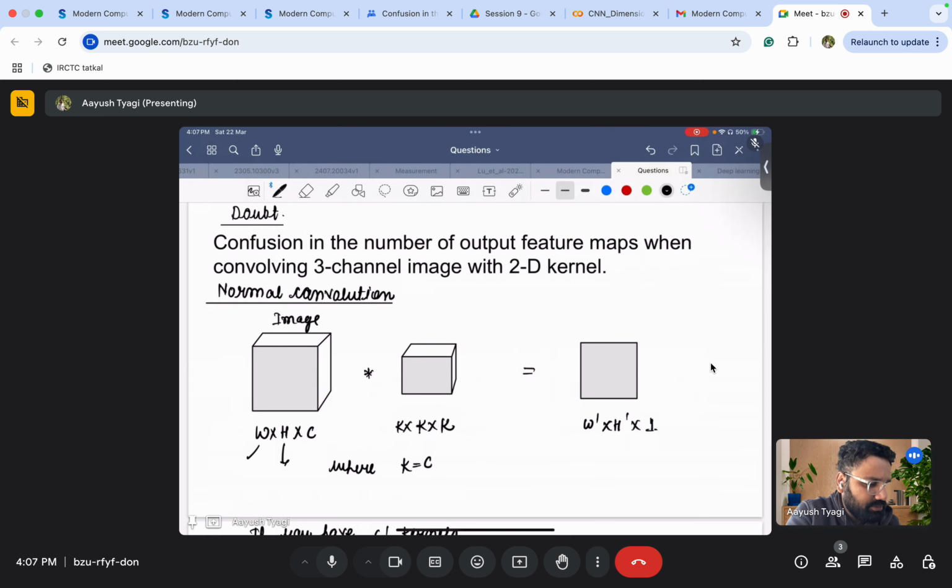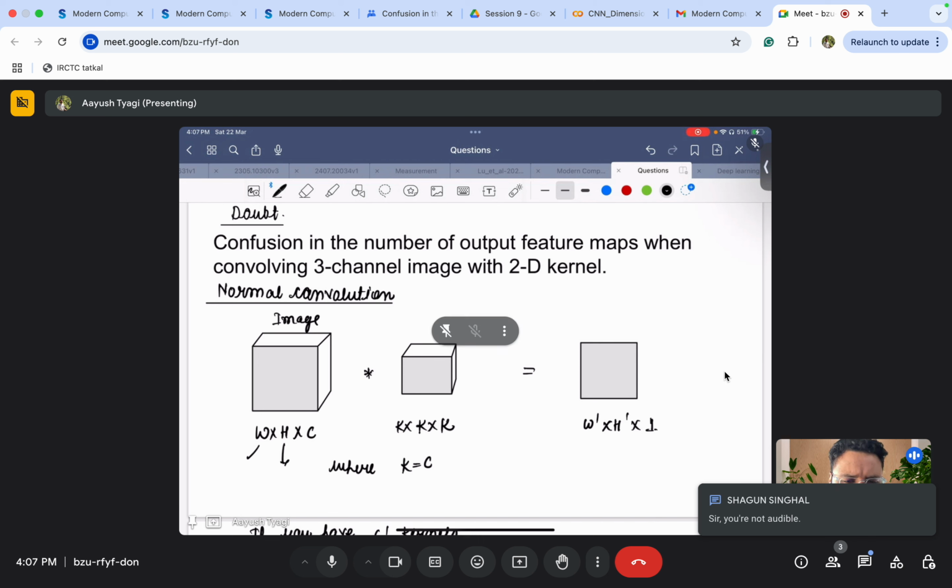Before we move to that 2D kernel, let us see what the normal way of doing things is. In a normal convolution, you have an image with width, height, channels, and you convolve it with k cross k.